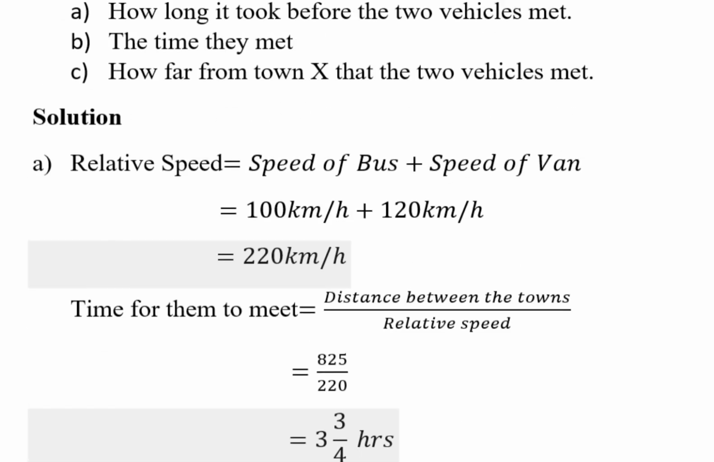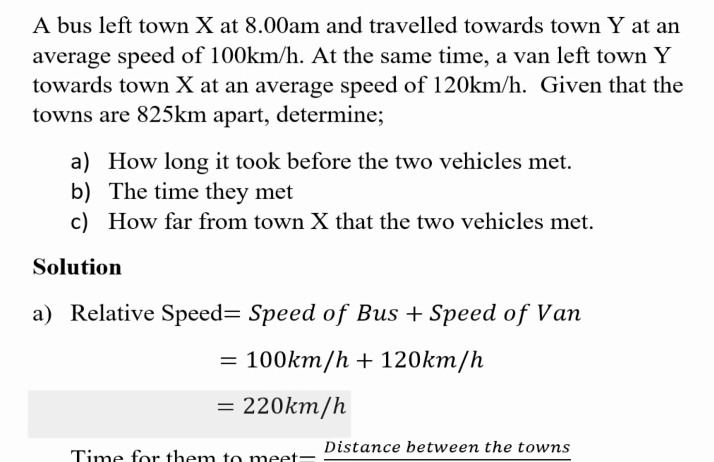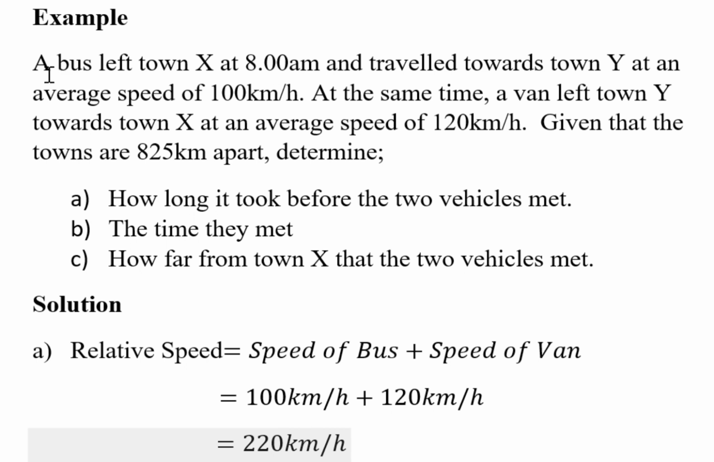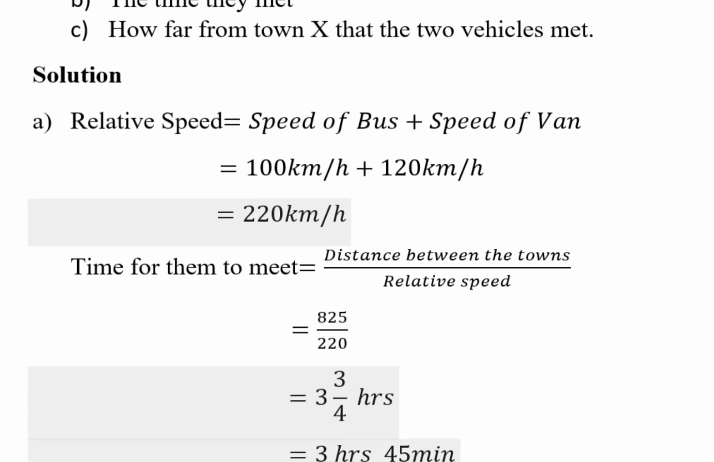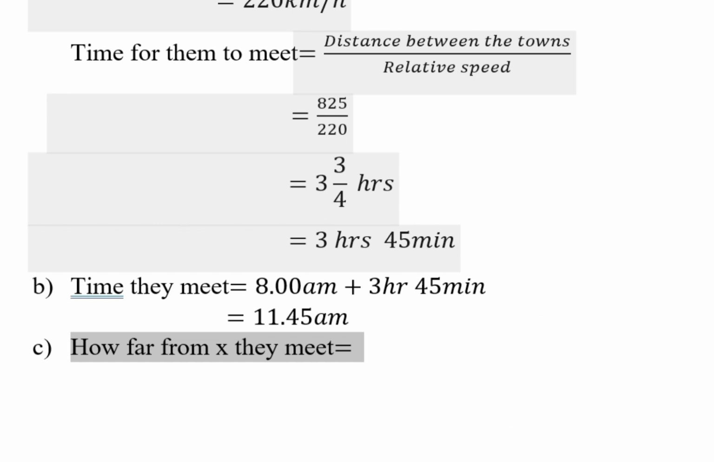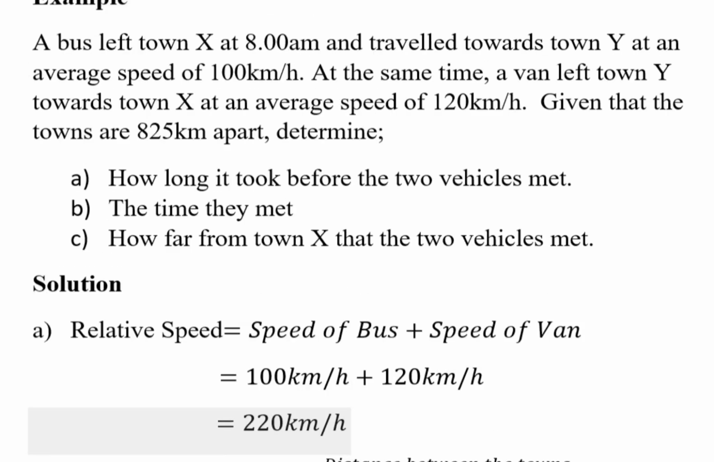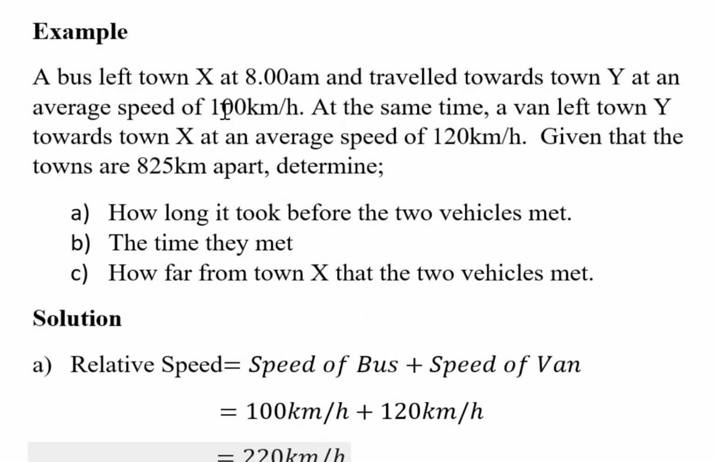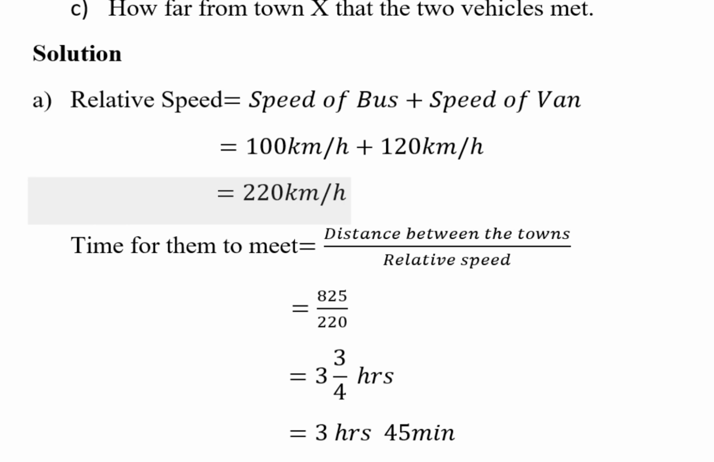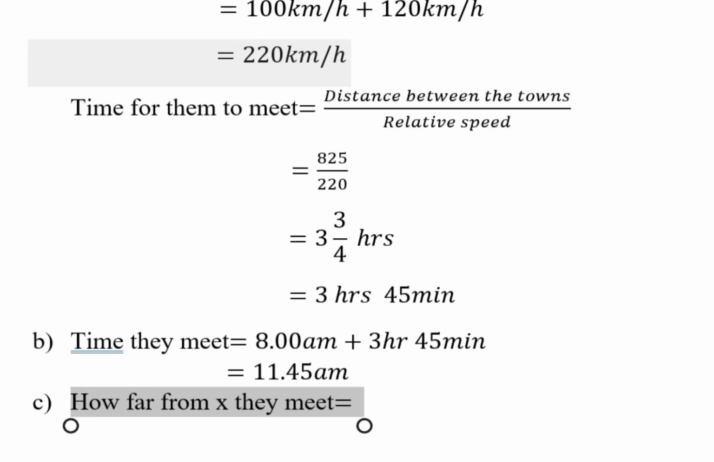The third question wants you to get how far from town X the two vehicles met. Because we are interested in getting how far from town X that the two vehicles met, we shall consider the speed of the vehicle which is moving from town X, which is the bus, and it's coming towards town Y at this speed, 100 kilometers per hour. So that's what we shall use in calculating. Therefore, how far from X they met will be given by the speed of this vehicle which is coming from X, which is the bus traveling at 100 kilometers per hour, times how long it took before they met. So we shall take 100 kilometers per hour.